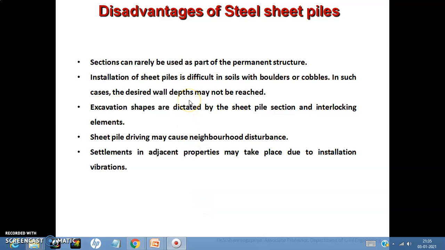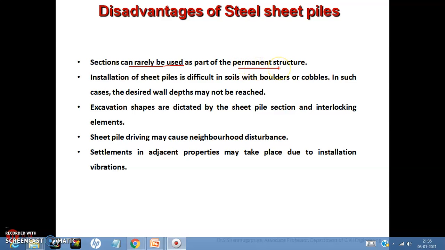So in the second part of the lecture, I'm continuing the remaining contents of this sheet pile wall. Let me also brief about the disadvantages of the steel sheet piles. Here the disadvantages are the sections can rarely be used as a part of a permanent structure.